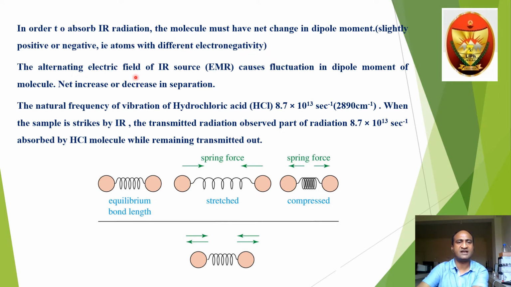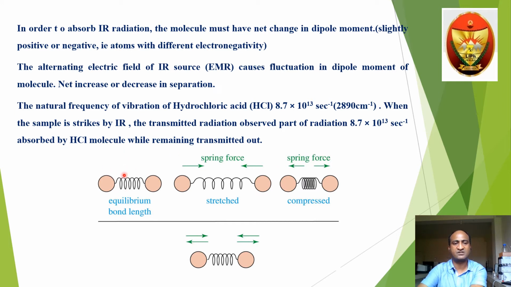The alternating electric field present in the infrared radiation will cause a fluctuation in the dipole moment, which in turn will cause a net increase or decrease in separation. For example, the natural frequency of vibration of hydrochloric acid is 2890 reciprocal centimeter. When the IR source having 2890 strikes the HCl, it will absorb this 2890 reciprocal centimeter radiation from the electromagnetic radiation source, and in turn it will cause a change in stretching of the compound.